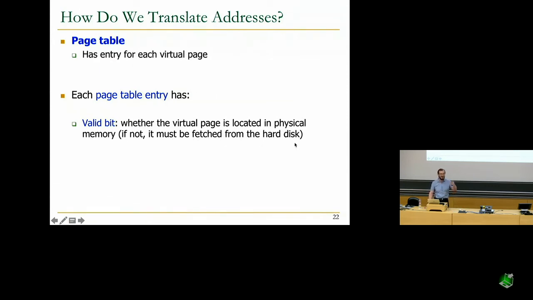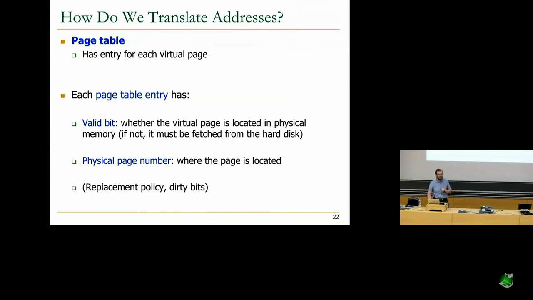So if you get an invalid, that means you have a page fault and you need to fetch the page from the hard disk into the physical memory and you need to set the valid bit to 1. And also, you need the tag, which is the physical page number, where the page is located, right? That way you can do the translation. And you also need replacement policy bits, dirty bits, very similar to a cache. Because if you've written to physical memory, you need to say, oh, this is dirty, this is modified. And because whenever you write to physical memory, you don't want to write into the disk also. That's very expensive, right? Usually physical memory is managed as a write-back cache.